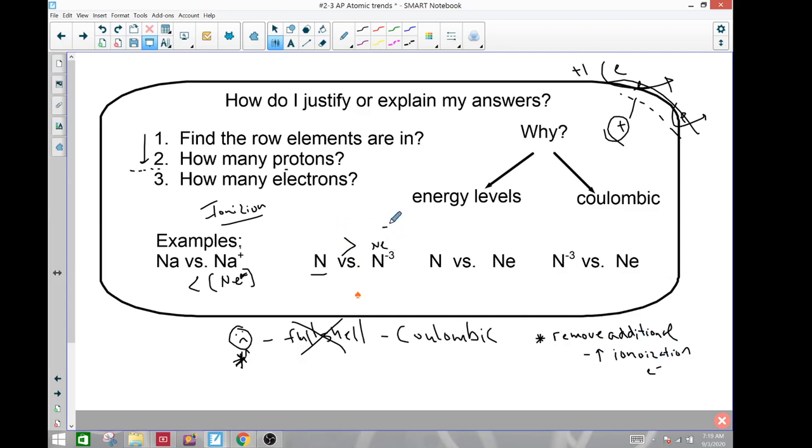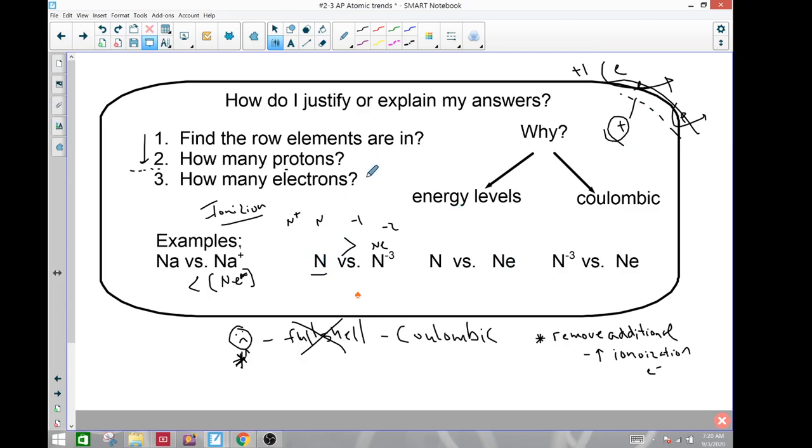So -2 would be a little more difficult to remove one from, -1 would be a little more difficult to remove from, neutral would be a little more difficult to remove from. If it were positive, it'd be even harder. So removing successive electrons always gets more difficult. Okay, always gets more difficult. All right, in this situation, so do not reference a full shell.